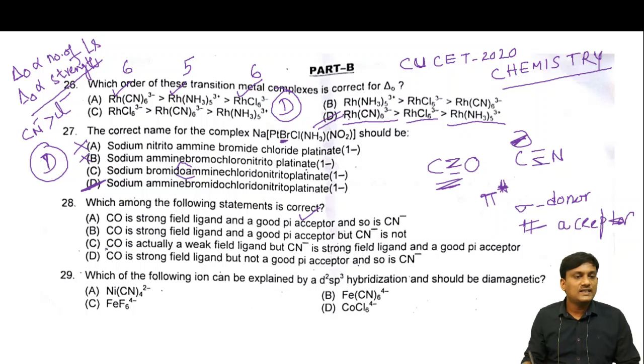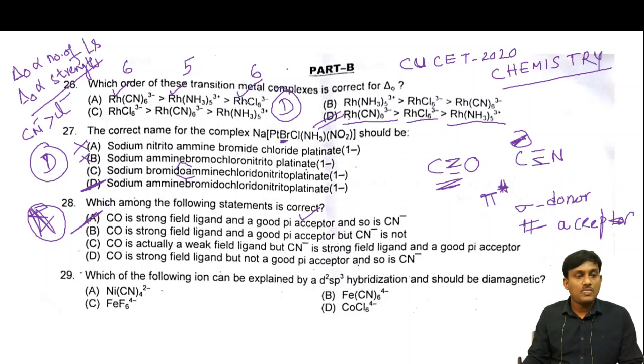So what is the correct option? CO is a strong field ligand and a good pi acceptor, and so is CN-. This is the correct option. A is the correct option.